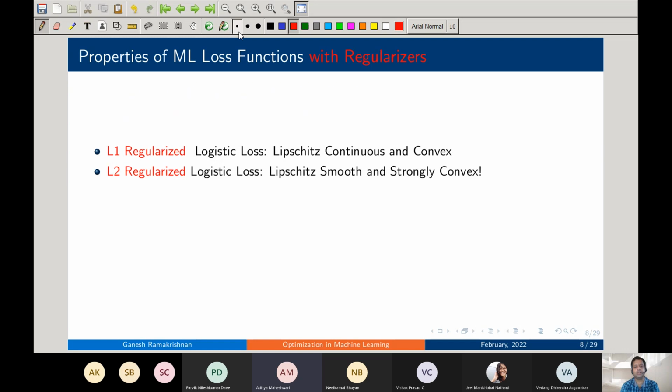How about L2 regularized logistic loss? Now, sum of Lipschitz smooth functions, is it Lipschitz smooth? It turns out that the same logic holds, right? Sum of Lipschitz smooth and Lipschitz continuous functions are both Lipschitz smooth or Lipschitz continuous respectively. However, for strong convexity, you don't need both to be strongly convex. So the sum of a convex function with a strongly convex function is still strongly convex. Okay, so just make a note here.